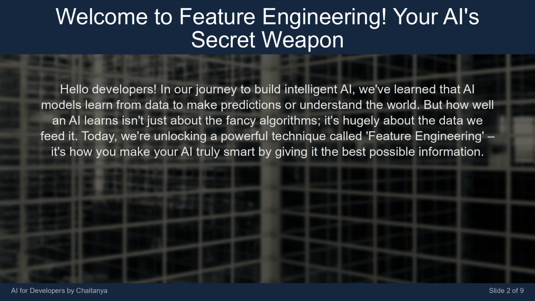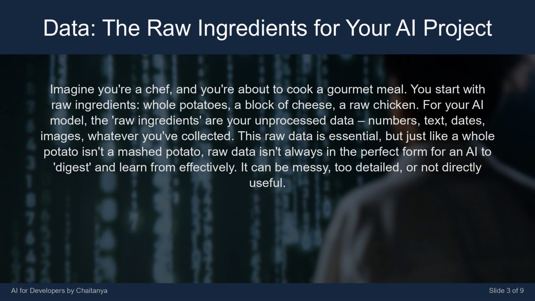Today, we're unlocking a powerful technique called feature engineering. It's how you make your AI truly smart by giving it the best possible information. Imagine you're a chef, and you're about to cook a gourmet meal. You start with raw ingredients: whole potatoes, a block of cheese, a raw chicken. For your AI model, the raw ingredients are your unprocessed data: numbers, text, dates, images, whatever you've collected. This raw data is essential.